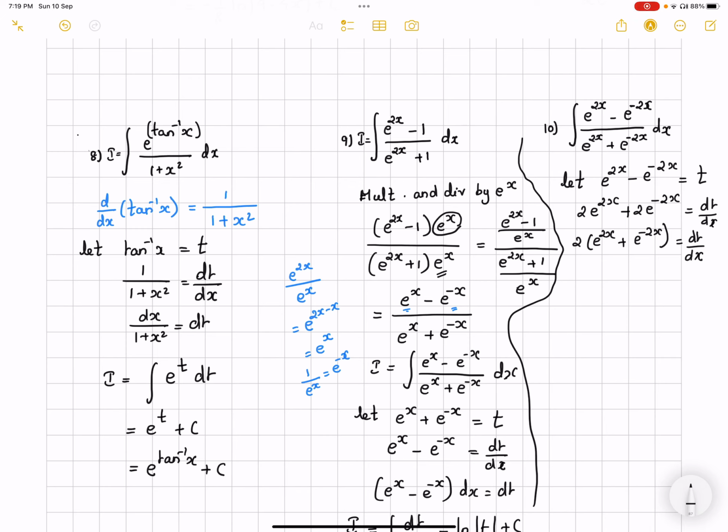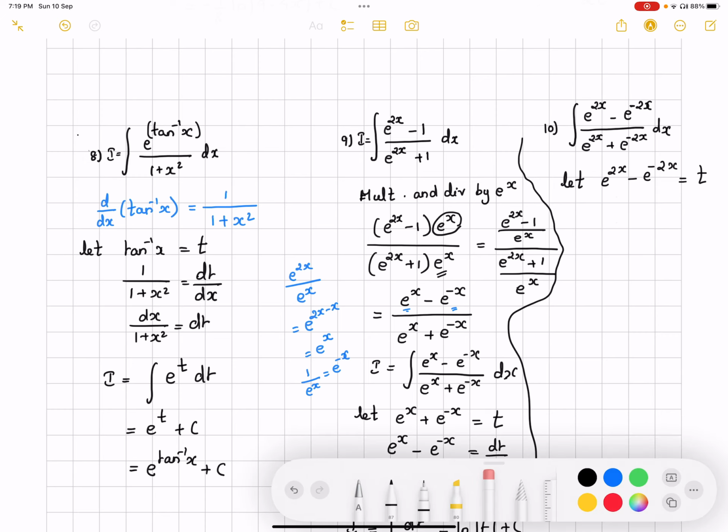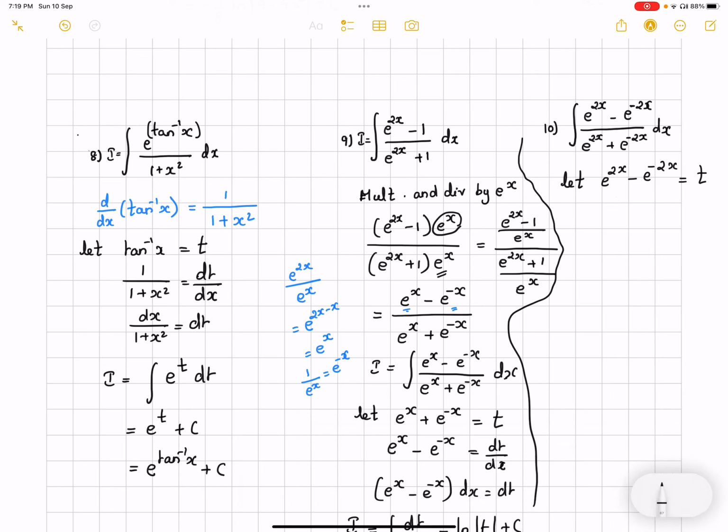Okay. Now see here, we have that in the denominator. It's not possible. That's the reason we are considering it differently. It's not working out. So that's the reason we are considering the denominator as t. So in that case, I would be getting 2 times e to the power 2x minus e to the power minus 2x is equal to dt by dx.